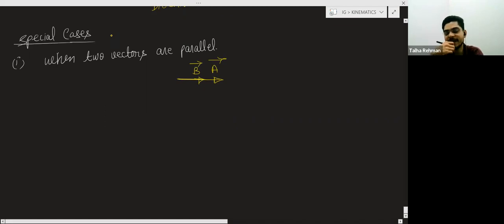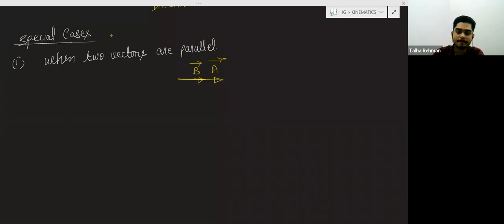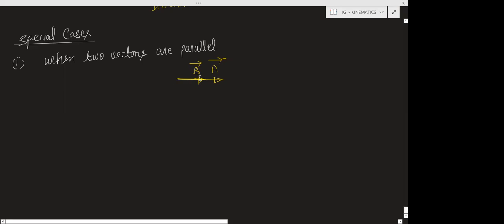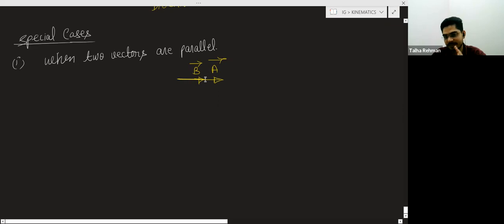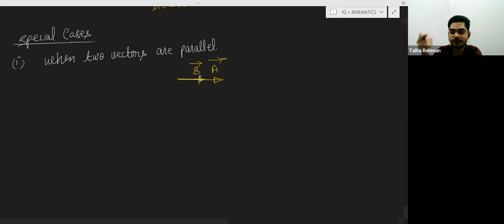Now, what is the angle between A and B? Shafruddin? Actually, basically, this is the A vector and this is the B vector. I'm not asking which one is greater. I'm asking what will be the angle between A vector and B vector. 0 degree, right? Because both are acting in the same direction. So the angle between the two vectors is equal to 0 degree.